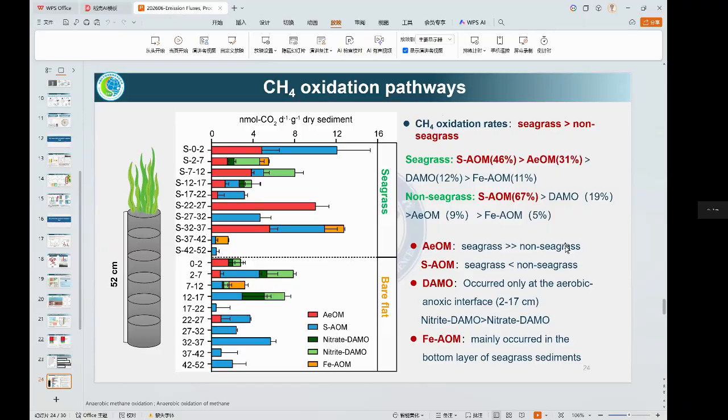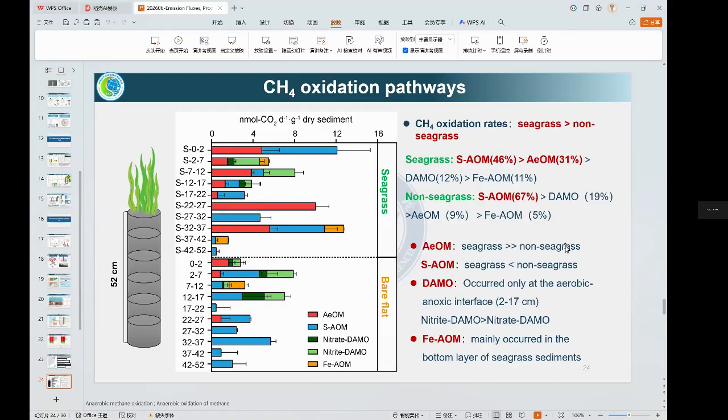For the methane oxidation pathways, we found that the oxidation rate is also higher in seagrass regions than the bedflat regions. In the seagrass sediments, sulfate-dependent AOM and aerobic oxidation pathways are dominant in the seagrass sediments.